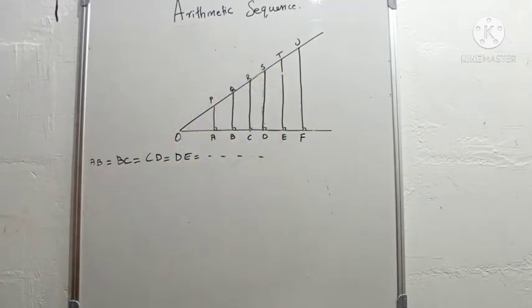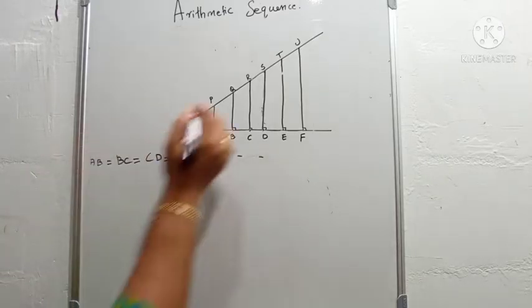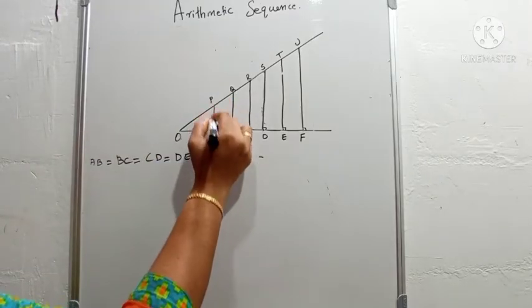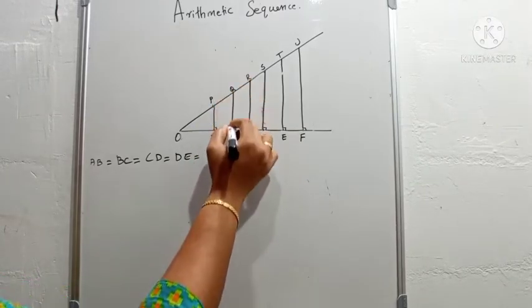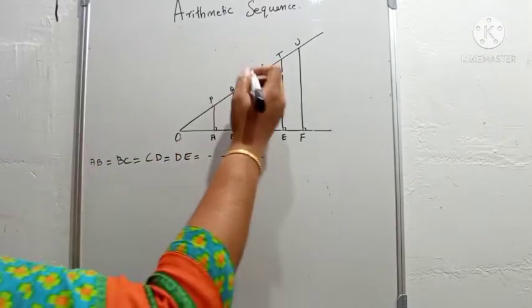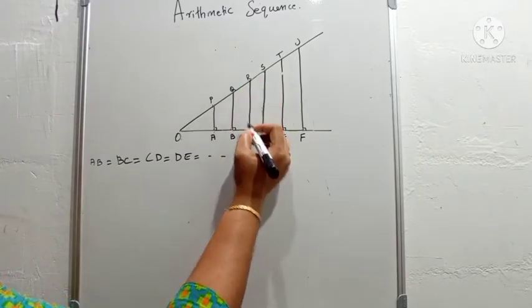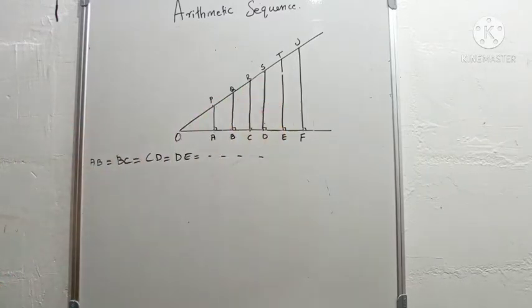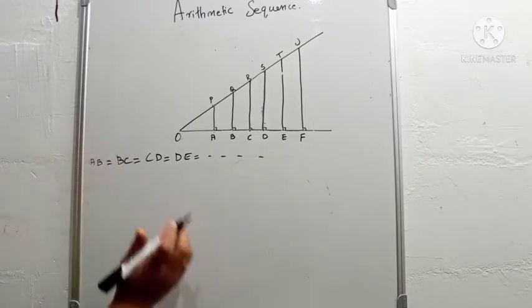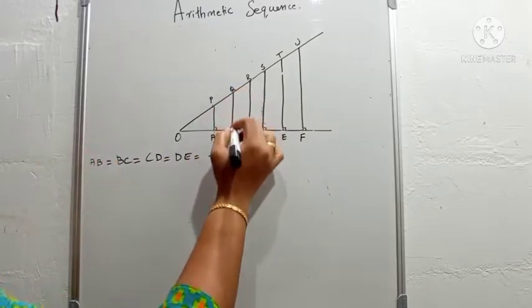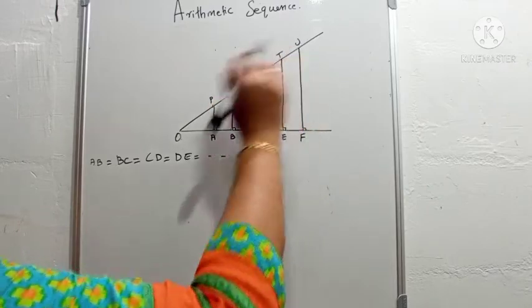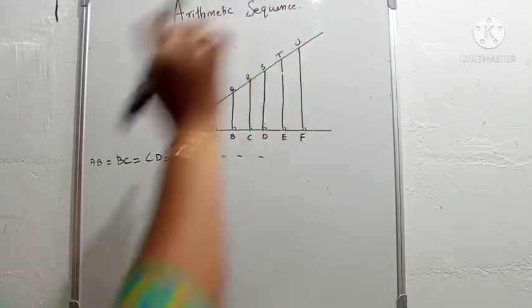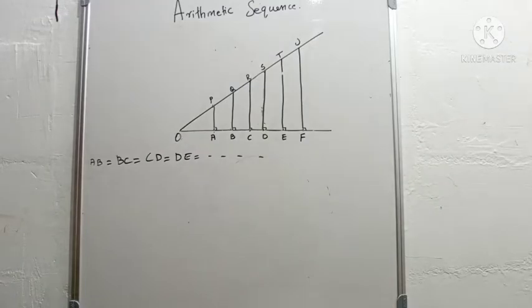Length of the perpendicular. Which is the length of the perpendicular? Yes, PA is the length of the first perpendicular. BQ is the length of the second perpendicular. And RC is the length of third perpendicular and so on. Okay. And we need to prove that this PA, BQ, CR, DS, T, etc. lengths form an arithmetic sequence. Okay, how do we prove this?